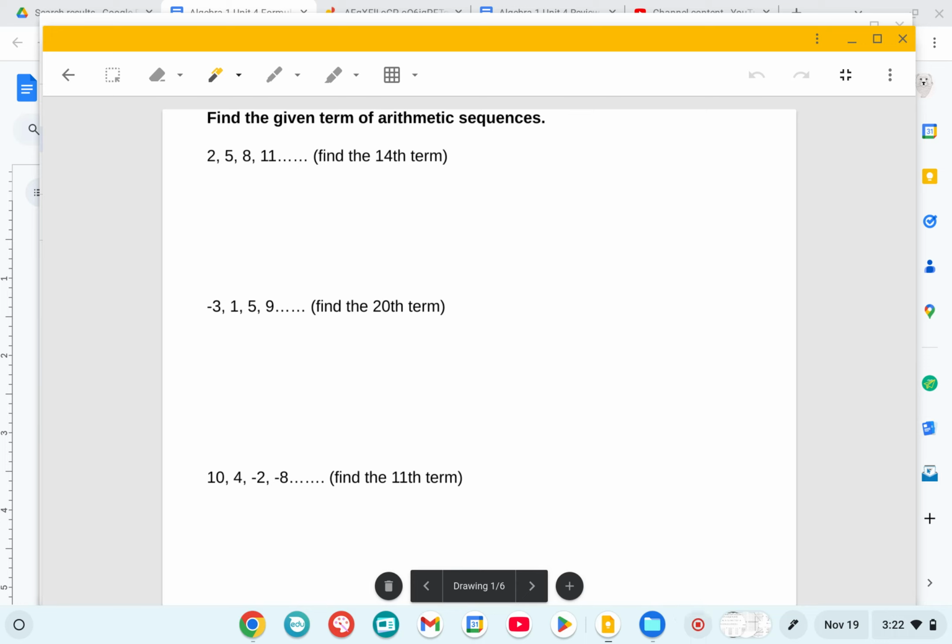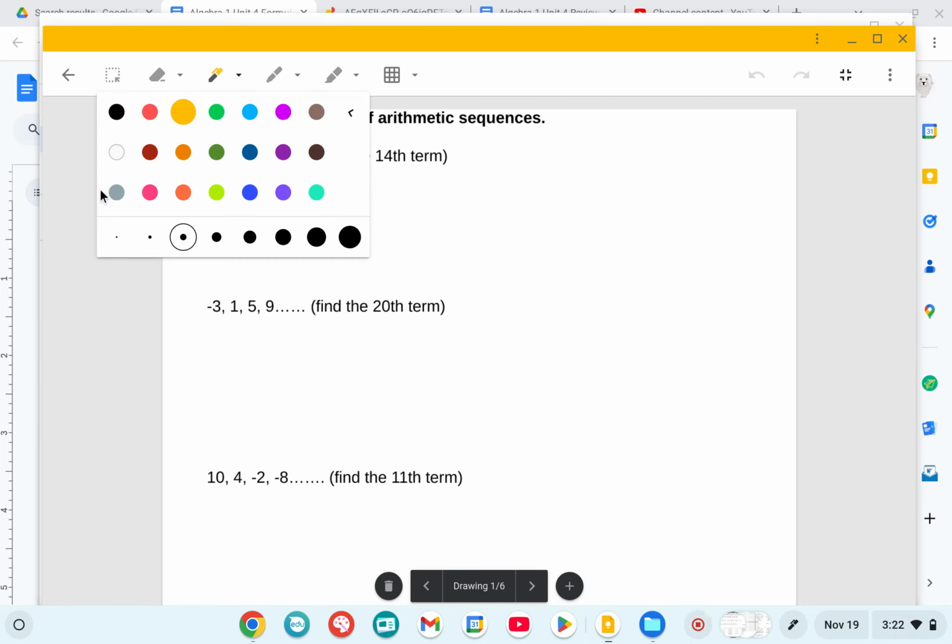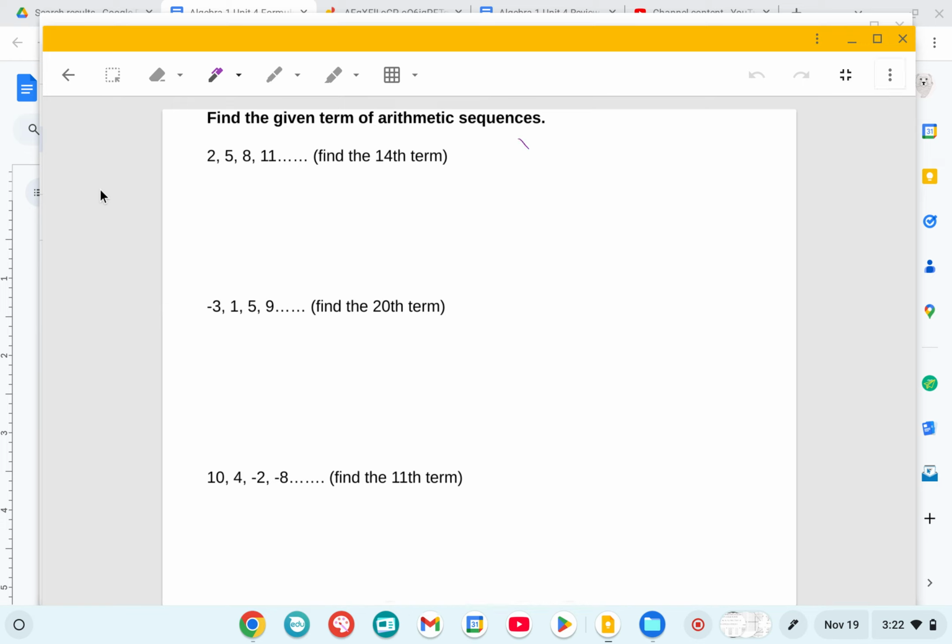The formula is A_n equals A_1 plus (n minus 1) times d. So first thing we're going to do is identify the A, N, and D values. We're finding the 14th term. So first of all, the N is 14.